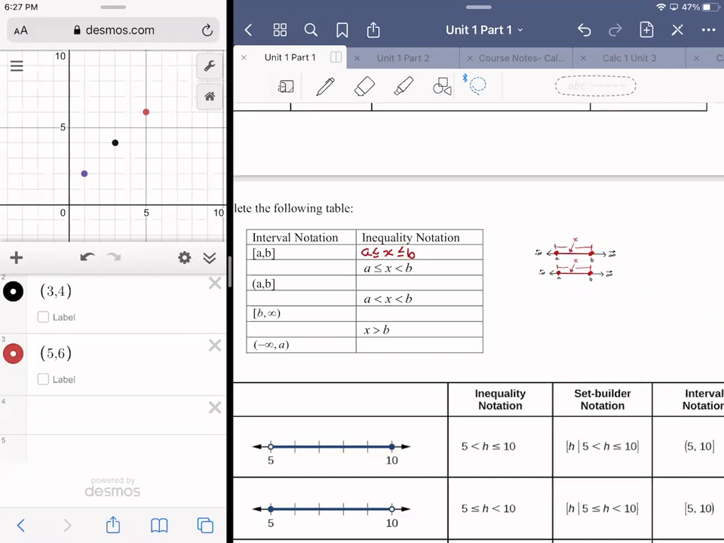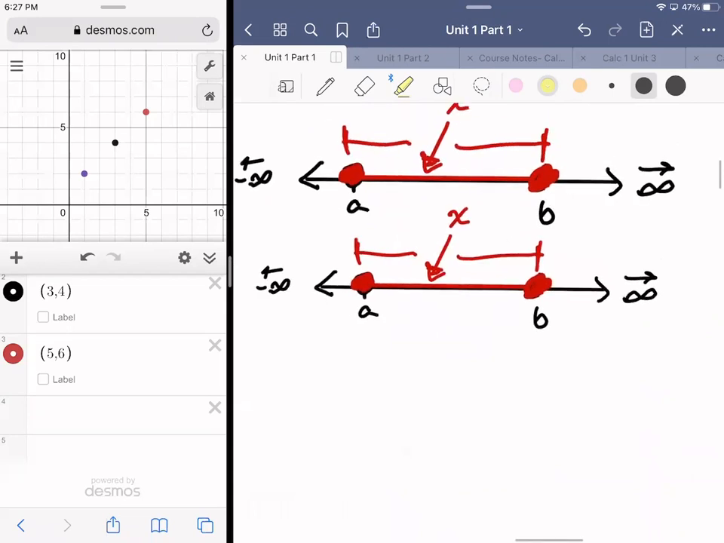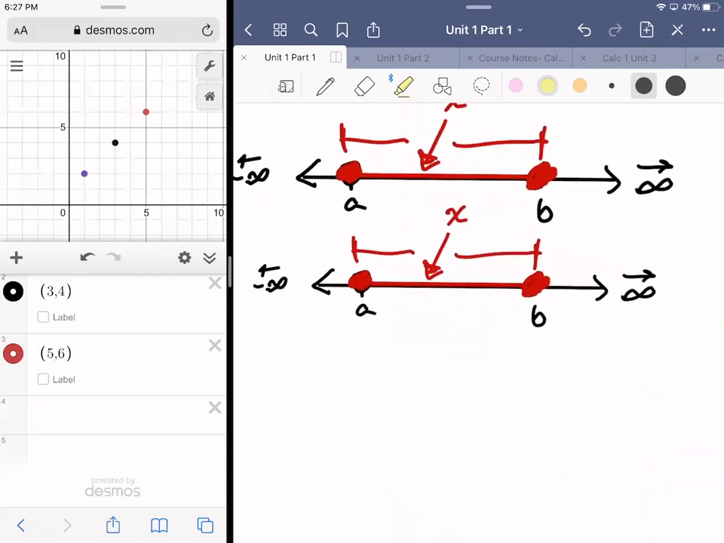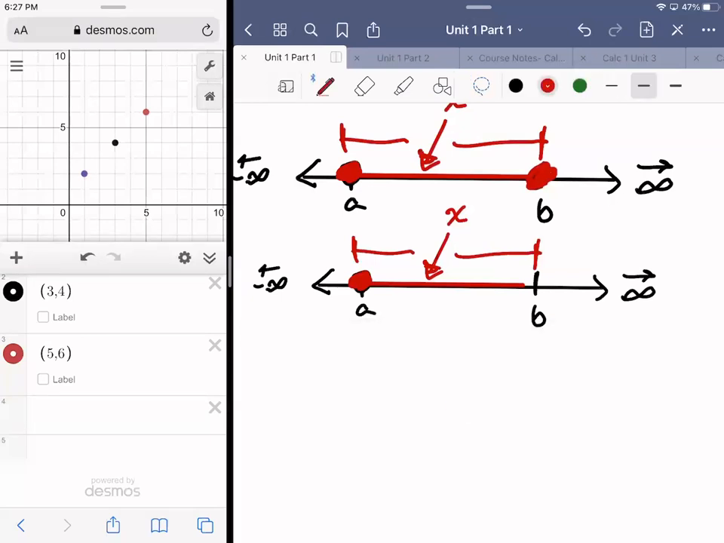All right, so if we're focusing on the inequality notation, you see that it's very similar to what we had just written in the first one. Right? The only difference is we have a less than symbol rather than a less than or equal to symbol. Right? So the way that difference manifests itself is actually pretty straightforward. It manifests itself with an open circle.